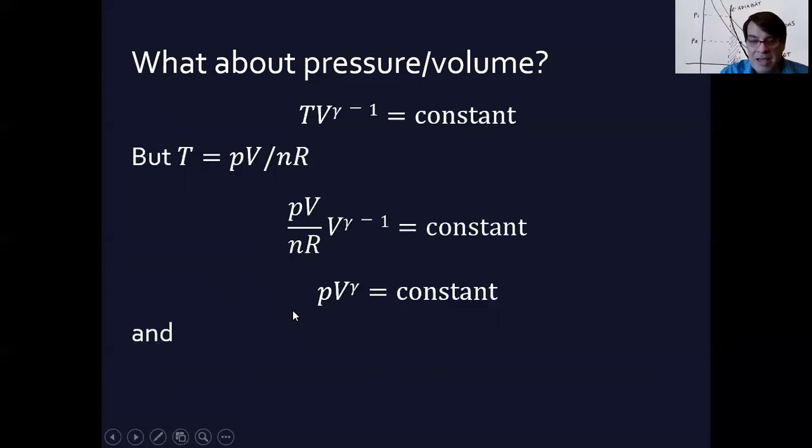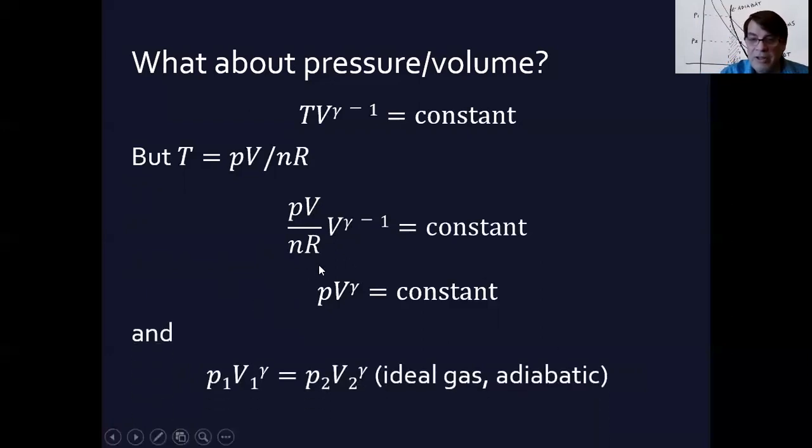But if that's the case, then we have a linear relationship, right? And so we know that pressure 1 times volume 1 to the gamma equals pressure 2 times volume 2 to the gamma for an ideal gas in an adiabatic process. Ta-da! So this is another useful relationship to know about adiabatic processes.